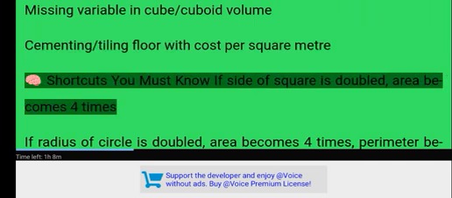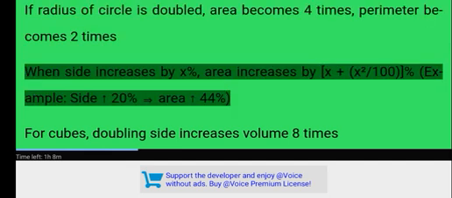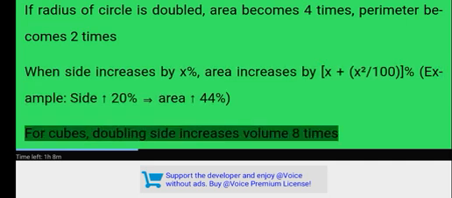Brain shortcuts you must know: if the side of a square is doubled, area becomes 4 times. If the radius of a circle is doubled, area becomes 4 times and perimeter becomes 2 times. When side increases by x%, area increases by (x plus x squared over 100)%. Example: side up 20% means area up 44%. For cubes, doubling the side increases volume 8 times.